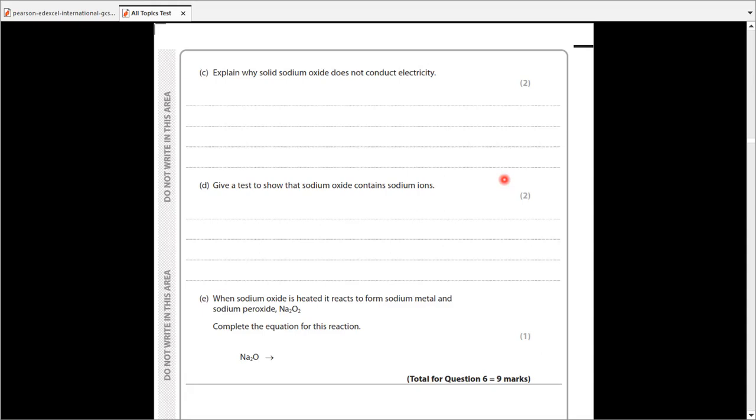Give a test to show that sodium oxide contains sodium ions. So what's the test for sodium? You can use the flame test, right? And the color would be? Oh, color. For sodium, is it yellow? Right, yellow. This completes the answer for 2 marks.